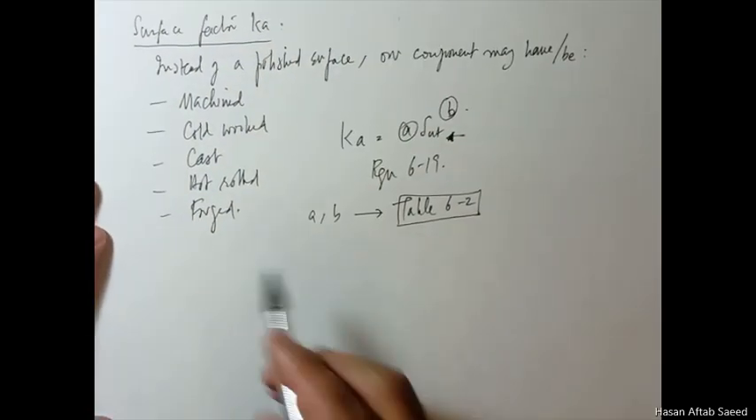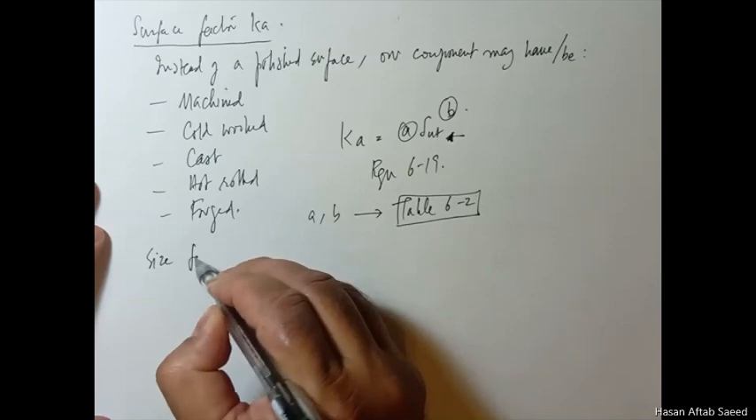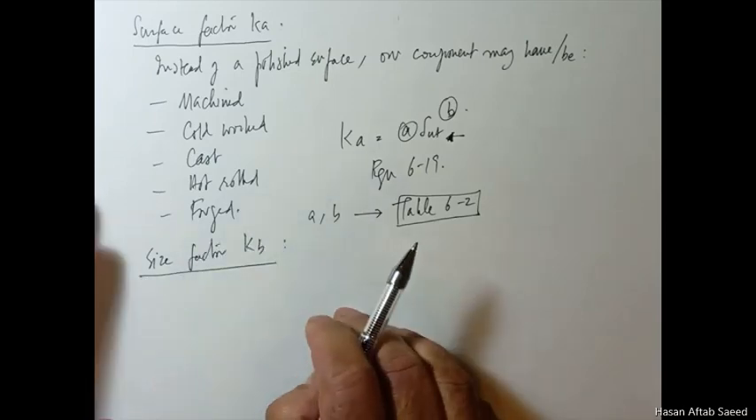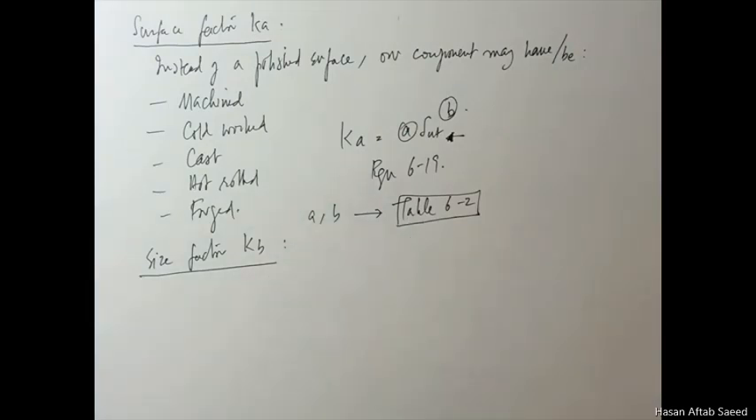Now this one is the second of our factors. It's called KB. This one accounts for the difference between the size of the rotating beam experiment specimen and the actual part to be designed. So why should size be deciding the endurance limit? What difference does size create in the value of the endurance limit?